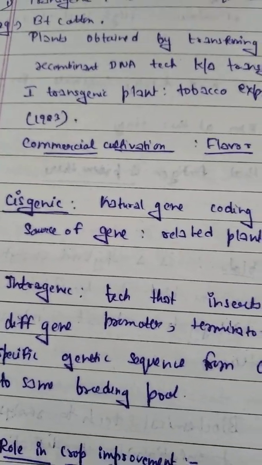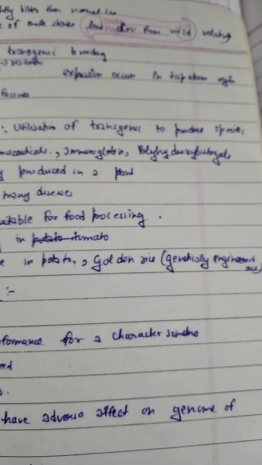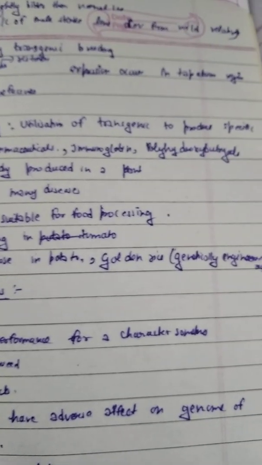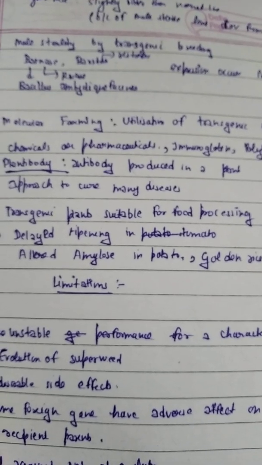Students, please also remember one term, molecular farming. What is molecular farming? It is the utilization of transgenic plants to produce specific chemicals or pharmaceuticals, immunoglobulin, polyhydroxybutyrate. It is called molecular farming. So please students, remember this.